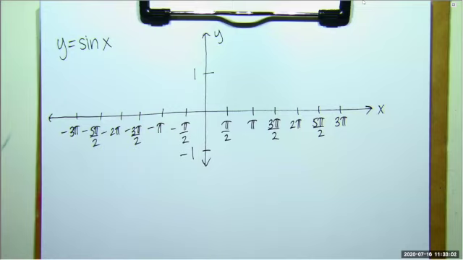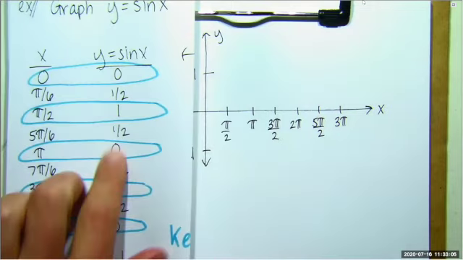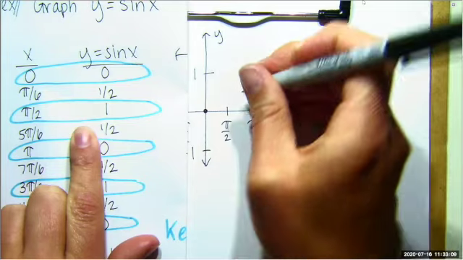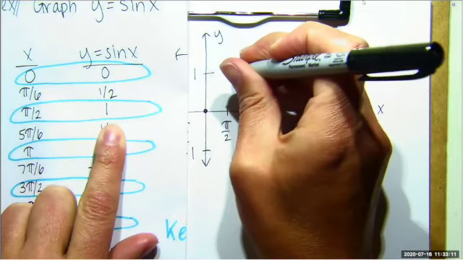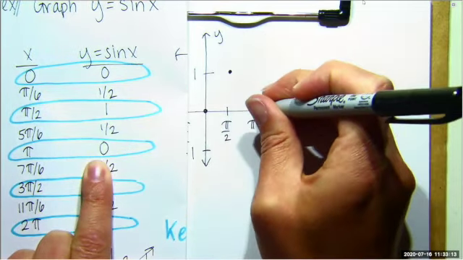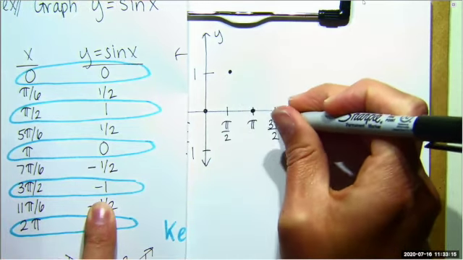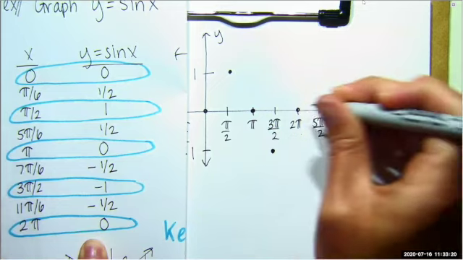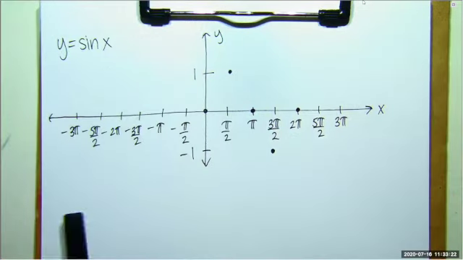All right, so let's plot in our points now. I'm copying from here. Our first point was 0, 0. Our next point was pi over 2, 1. Then we had pi, 0. Then we had 3 pi over 2, -1. Then we had 2 pi, 0. These are our key points.